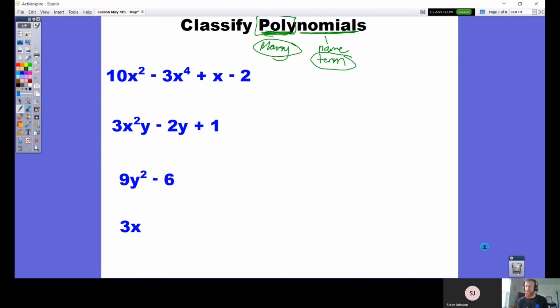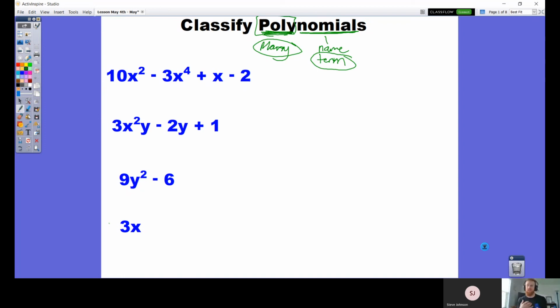Now, if we get a little technical, a lot of times we incorporate the polynomial for many terms. It actually is also the sum or difference of terms that have non-negative integer exponents. All right. So that's a little crazy, but again, polynomial means many terms. So these are all examples of polynomials.